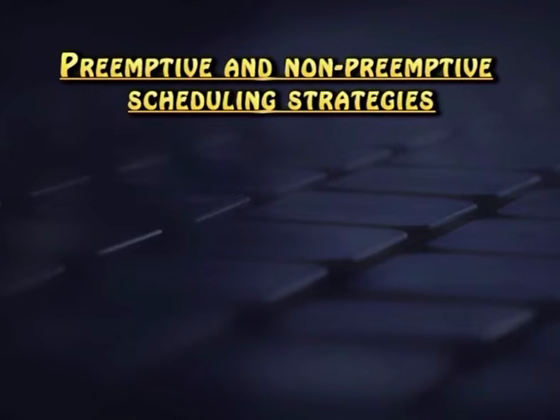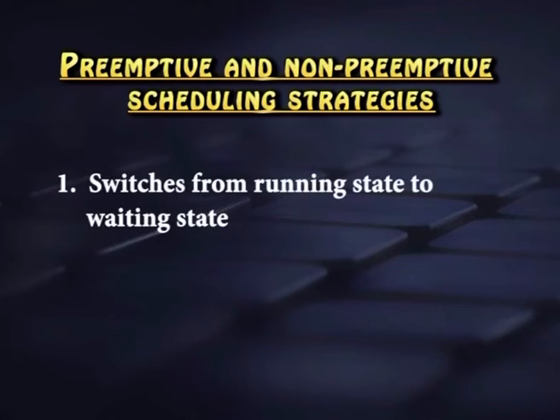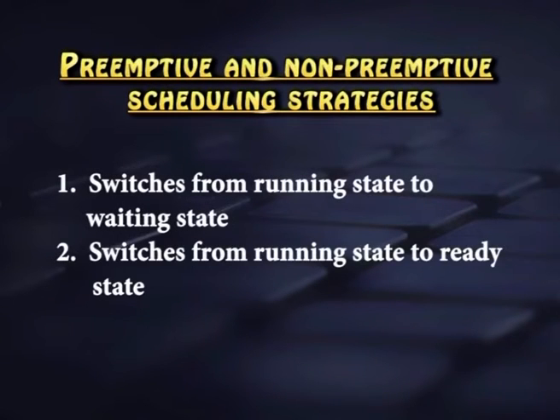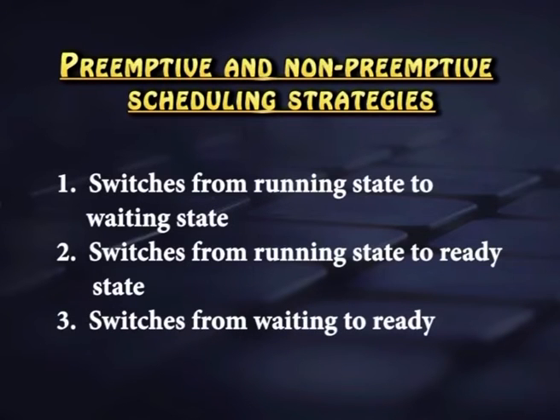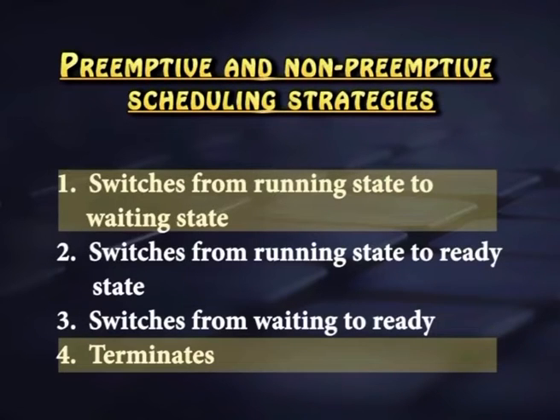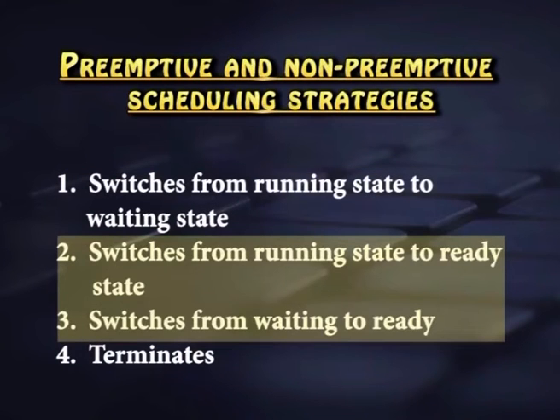Next we are going to discuss preemptive and non-preemptive scheduling strategies. CPU scheduling decisions may take place when a process switches from running state to waiting state, or switches from running state to ready state, or switches from waiting to ready, or terminates. The scheduling under condition 1 and 4 is called non-preemptive scheduling. All other scheduling is preemptive.